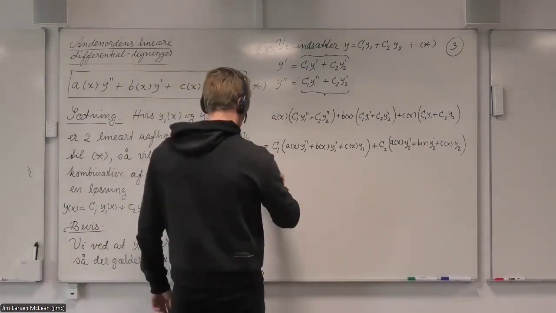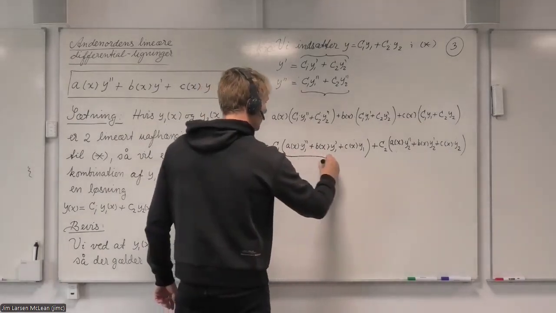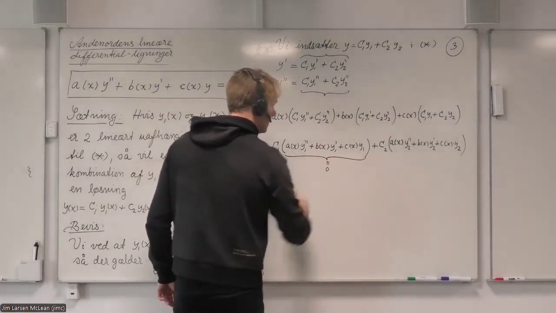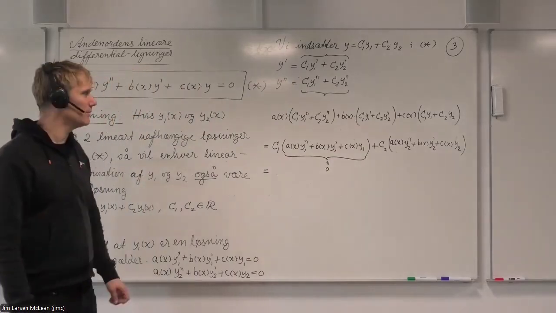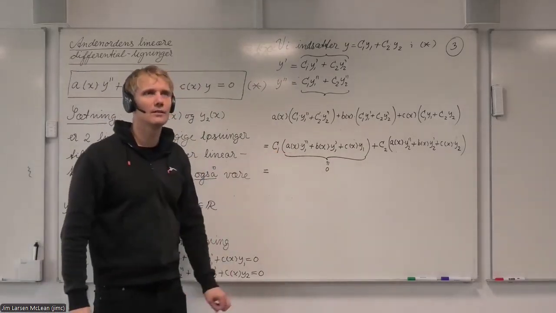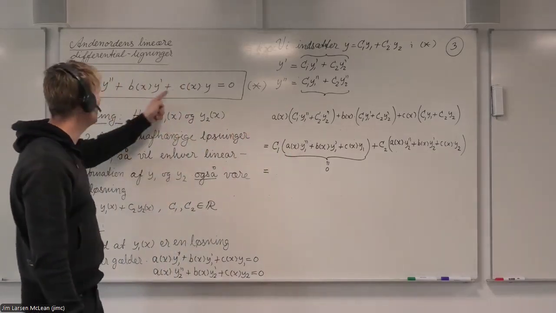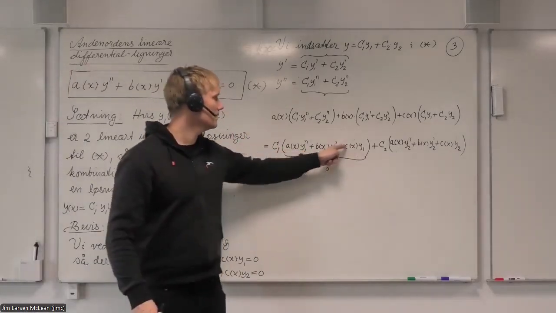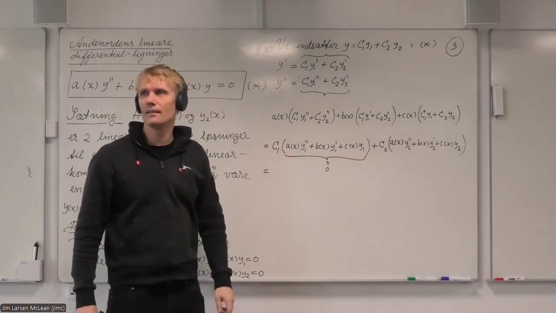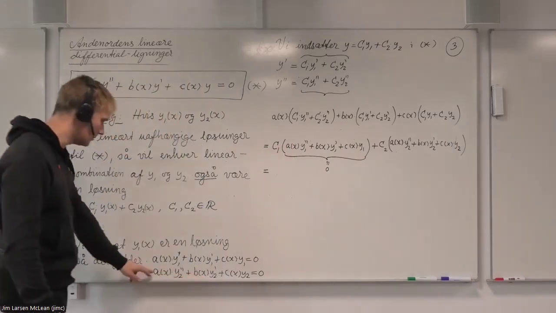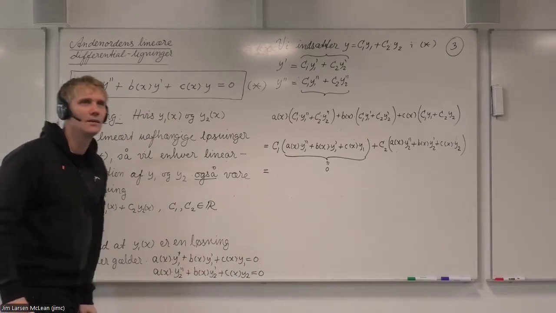Because what do we know? Well, we know that this is 0. How do we know that? Well, because y1 was a solution. And if y1 is a solution, then y1 inserted there will give 0. And that's exactly what's stated here in the parentheses. It's precisely y1 plugged into the differential equation written down here, I know it gives 0.